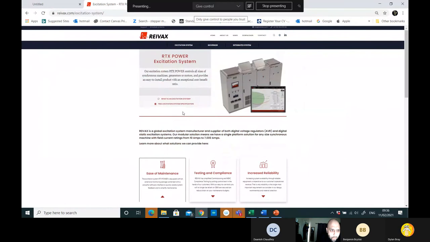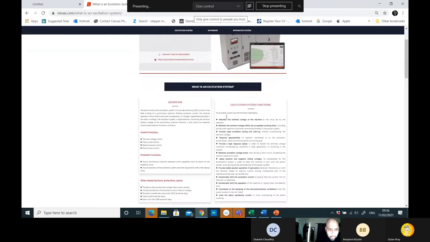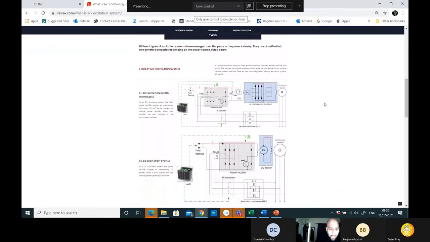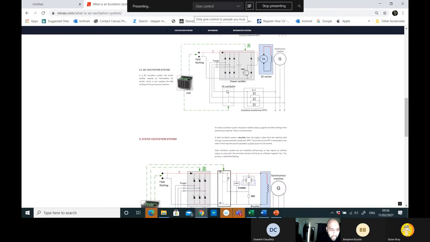Normally, this link takes you straight to the information that I really want you to see, so just bear with me, because this normally takes you straight to excitation systems, what they are, everything about them. Oh, yeah, there you go. You have to just find it, I guess. It goes through different circuits for DC and AC excitation systems, and it gives you the basic explanation.